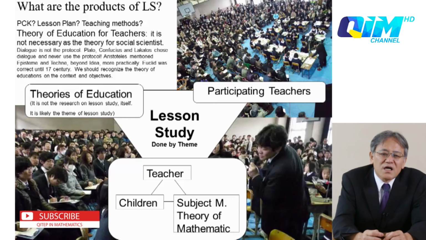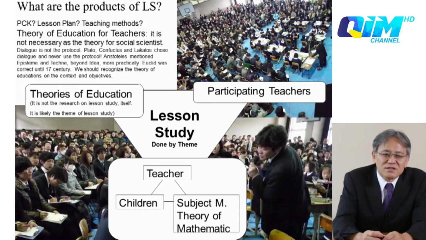As social scientists, we usually produce the protocol for showing the evidence to write our research paper, and the research paper is necessary for the theory of education in social science. However, in the case of lesson study, classroom teachers, if my understanding is correct, never use the protocol. They use the dialogue style. What is the difference? The difference is very clear.